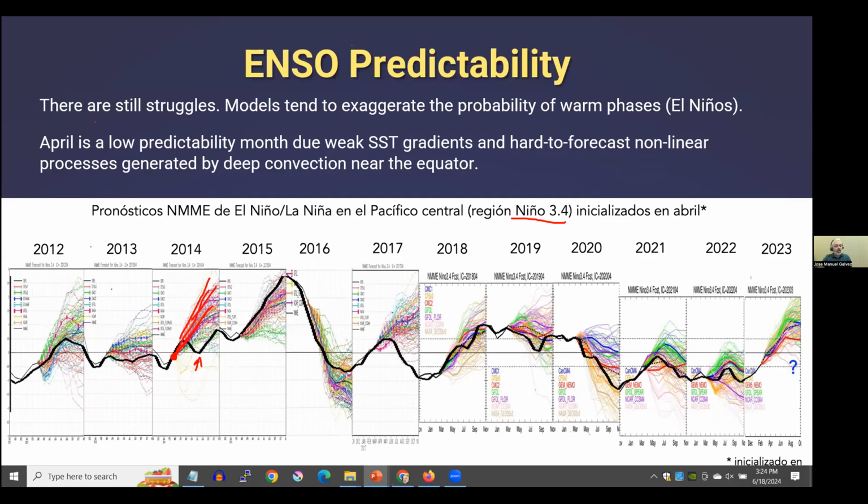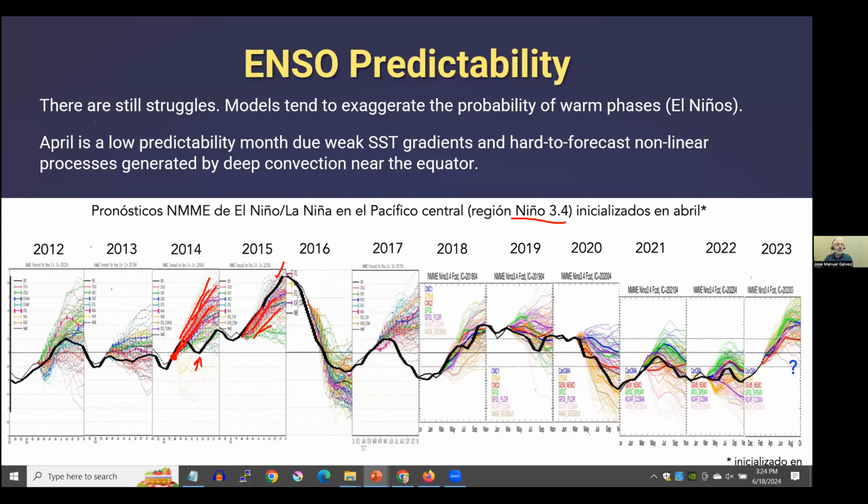2015, the same thing. All the models were saying, oh, a strong El Nino. Some were like, maybe, and the forecasters were like, we are scared because in 2014 the forecasts were wrong. And look what happened. You got a strong El Nino. So predictability is a challenge. Models are improving lately, but they can still be challenging.